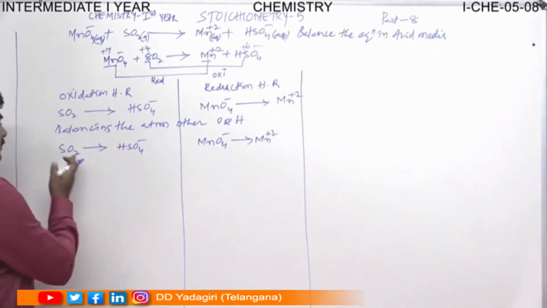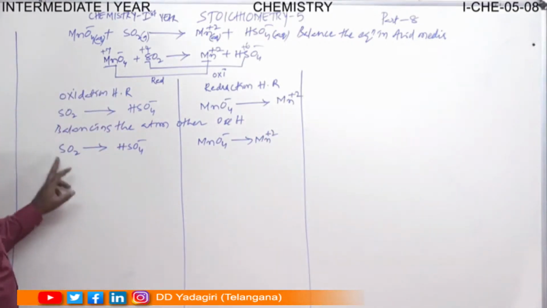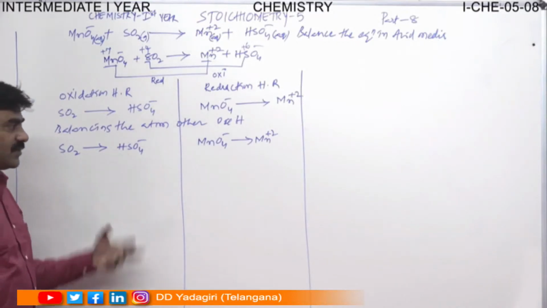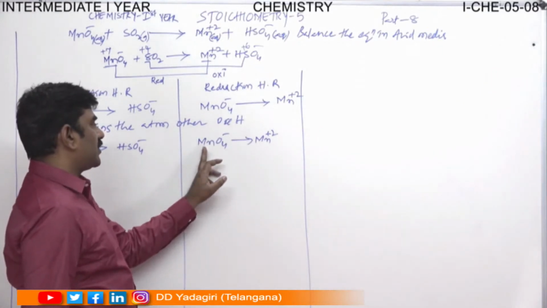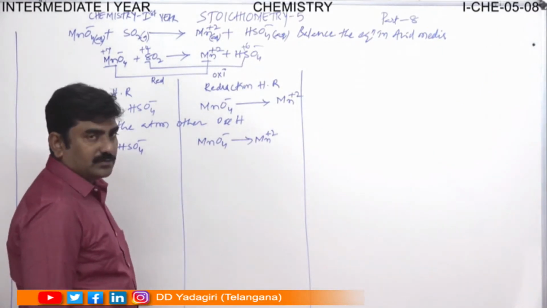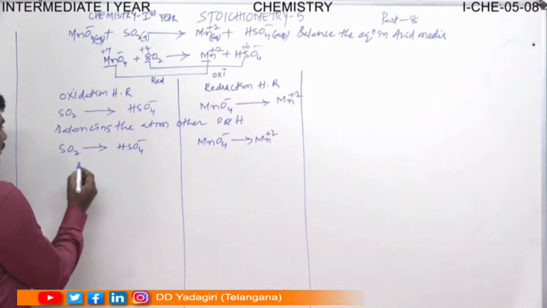So other than oxygen and hydrogen, sulfur is there. This side one sulfur, this side one sulfur. No problem. MnO4 minus and Mn plus 2. Other than oxygen, manganese 1 and manganese 1. No problem. So next one, balancing the oxygen atoms.